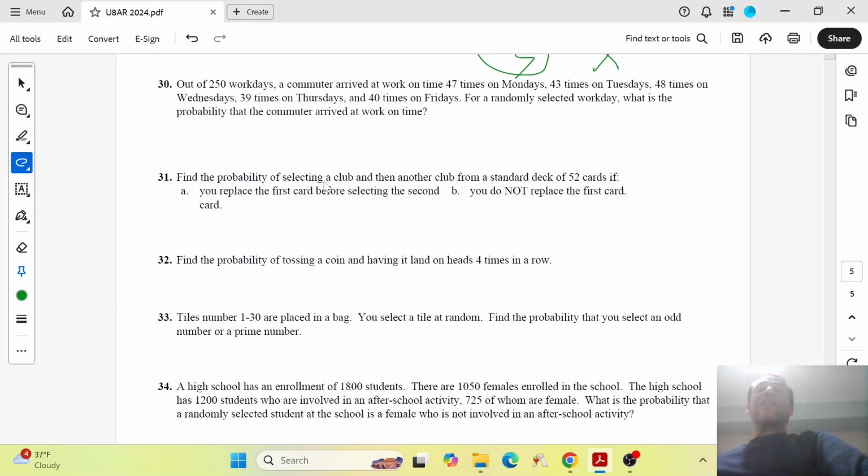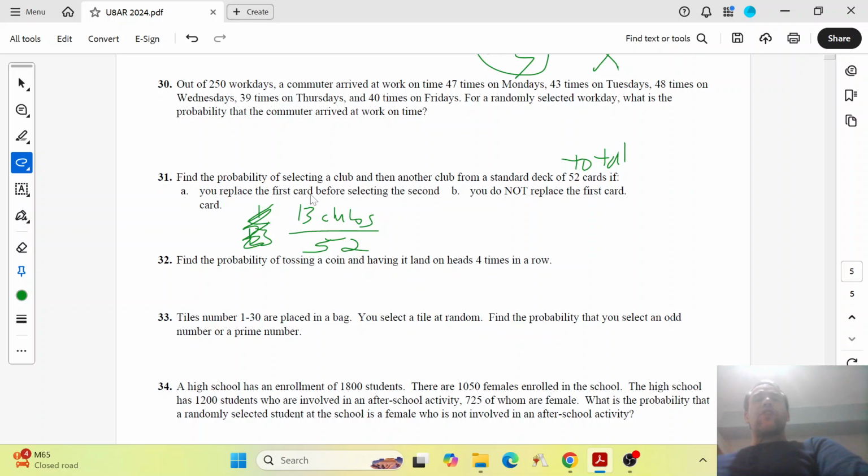Okay, so find the probability of selecting a club and then another club from a standard 52 card deck if you replace the first card before selecting the second card. So how many clubs are there in a deck? There's an ace of clubs and a 2 of clubs, 3, 4, 5, 6, 7, 8, 9, 10 of clubs, jack, queen, king of clubs. So there's 13 clubs, so it's 13 clubs total out of a 52 card deck. 52 goes in the bottom because it's the total, and the total always goes in the bottom.